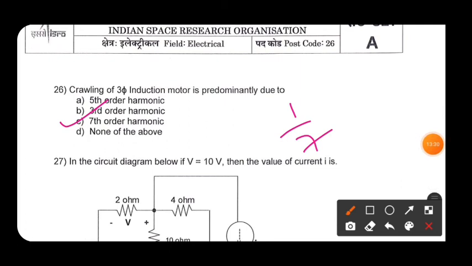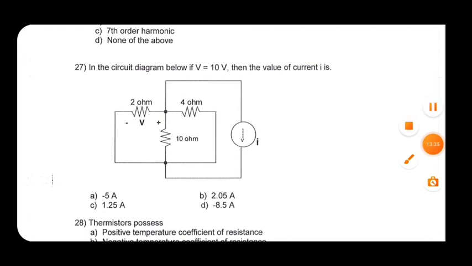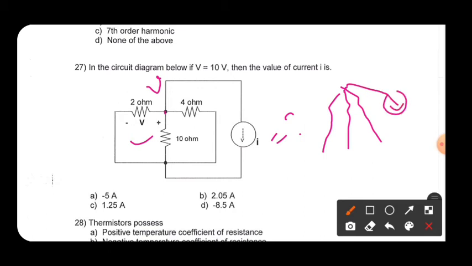So next is your question number 27, okay. In the circuit diagram below, if the voltage is 10 volt here, okay, then the value of current I is being asked. So simply friends, we just take this as your node, okay. At this node we just take the potential as V, okay. So simply solve the circuit like this. This is one resistance, this is one resistance, and this is one current source, okay. All the directions of current are the same, okay.